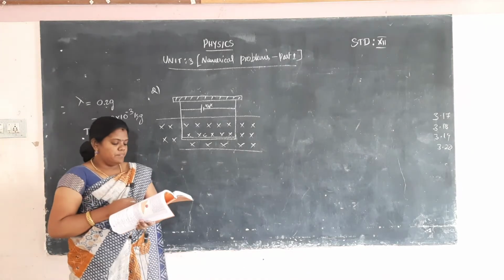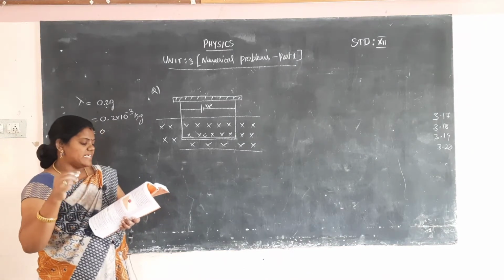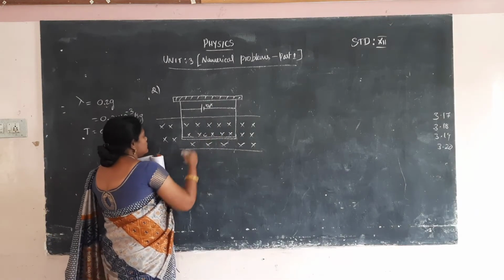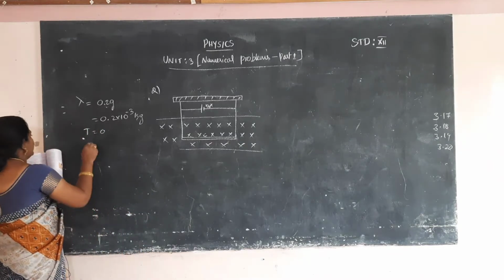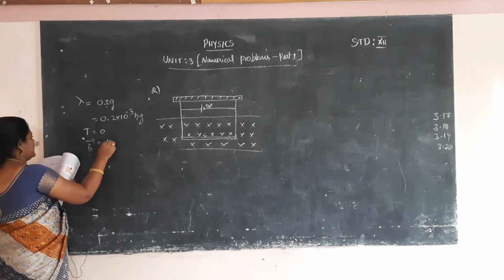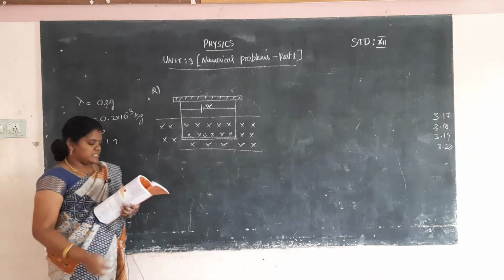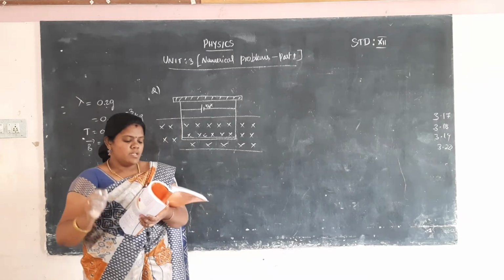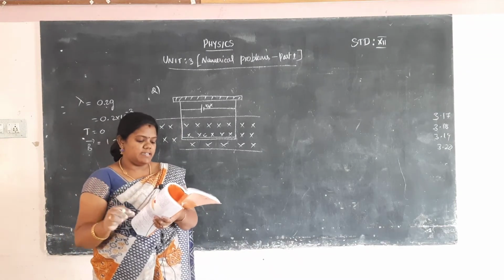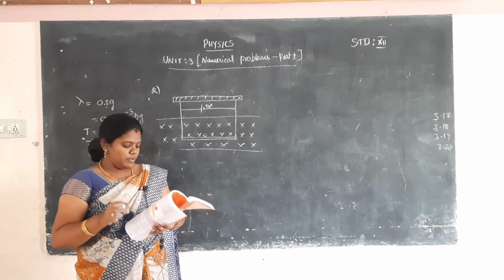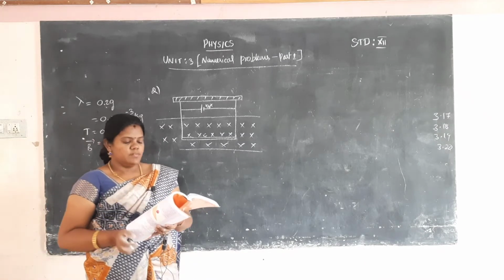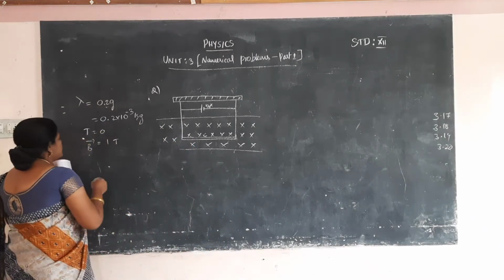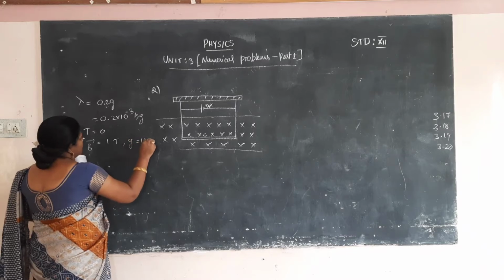Clear? Then the conductor is kept inside the magnetic field. The magnetic induction B is equal to 1 Tesla. The question is to compute the current inside the conductor and also the direction of the current. Compute the current inside the conductor, and the g value is 10 meter per second squared. Acceleration due to gravity is 10 meter per second squared.